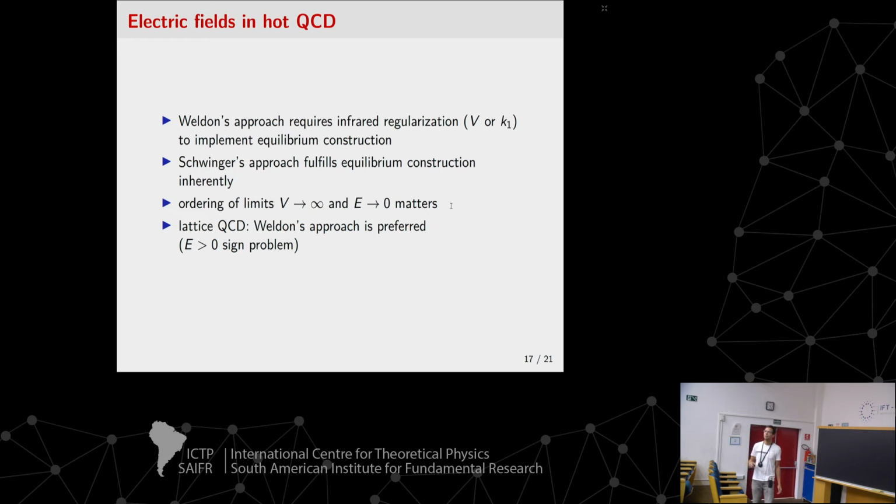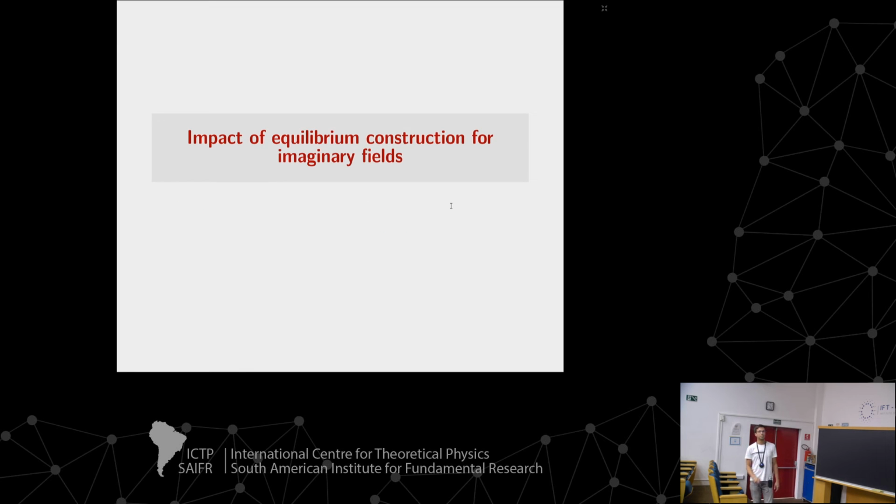And why am I so keen on this Weldon method? Because that's what lattice QCD can actually do easily. Because we can do expansions in the electric field. We cannot simulate at real electric fields because of the sign problem. And in the last couple of minutes, I would like to spend some more time using lattice simulations to try to convince you that this ordering of limits is really an issue.